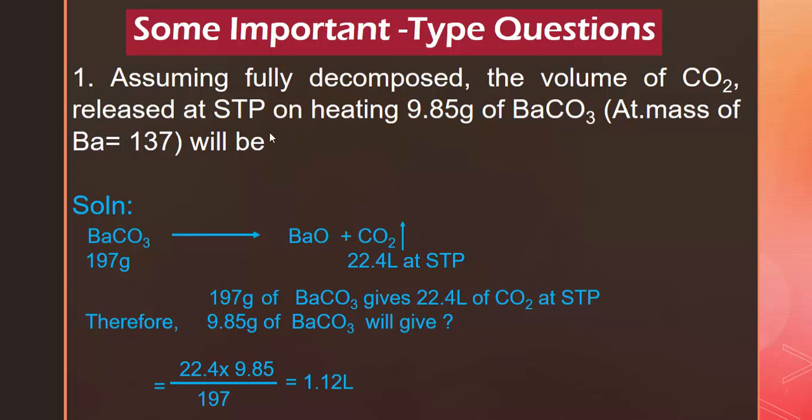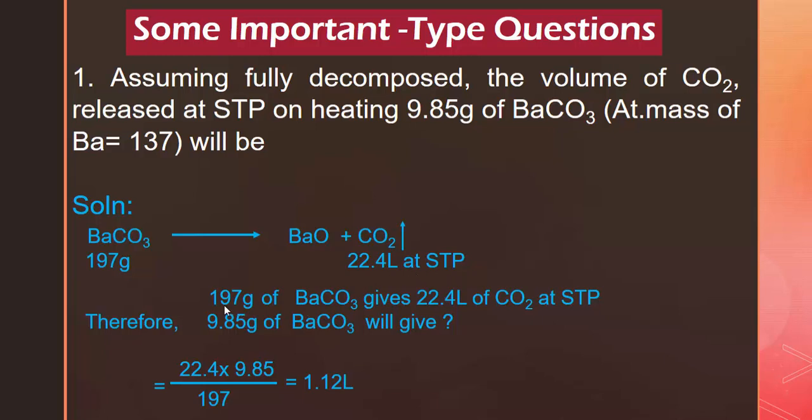So first let's write the equation for decomposition of barium carbonate. BaCO3 decomposes forming barium oxide and carbon dioxide gas. So now let's calculate the molecular mass of barium carbonate. You need to add barium plus carbon. Carbon is 12 and oxygen is 16 into 3. So if you add all of this, you get the molecular mass of barium carbonate as 197 grams. So 197 grams of barium carbonate will release 22.4 liters of carbon dioxide at STP upon decomposition.